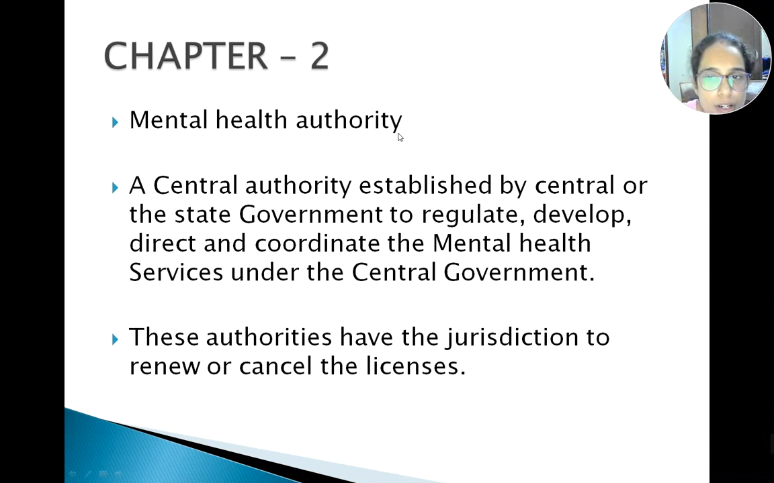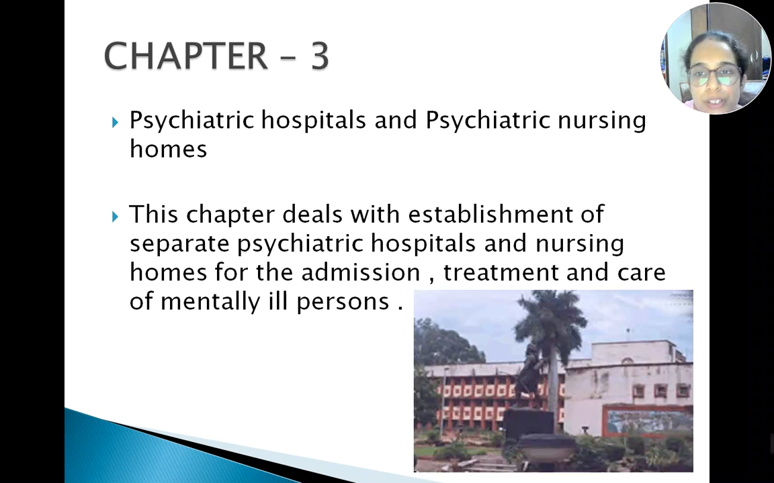So what is this authority? The mental health authority is established by the central government or a state government to regulate, develop and coordinate hospitals for the services of mentally ill persons. They have the authority to renew and issue the license, and they can cancel the license if the hospital standards are not maintained. Now we are moving to the third chapter, psychiatric hospitals and psychiatric nursing homes.